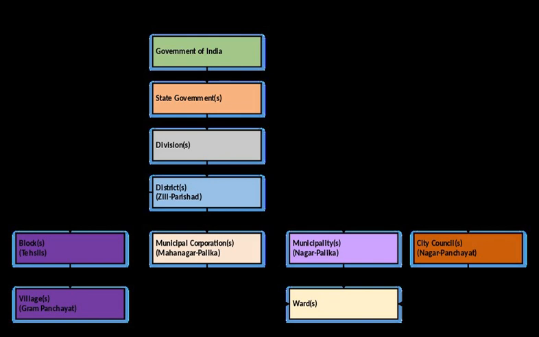Composition. Members of the Zilla Parishad are elected from the district on the basis of adult franchise for a term of 5 years. Zilla Parishad has a minimum of 50 and a maximum of 75 members. There are seats reserved for scheduled castes, scheduled tribes, backward classes and women. These councillors are chosen by direct election from electoral divisions in the district.